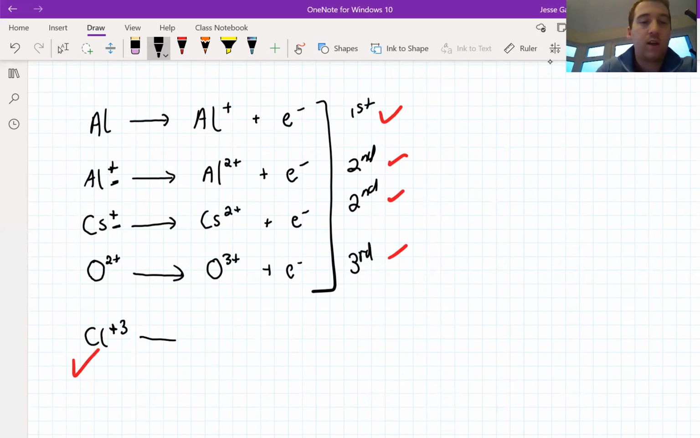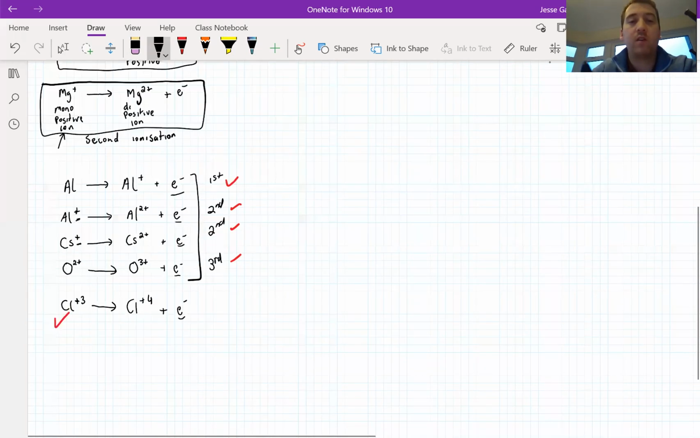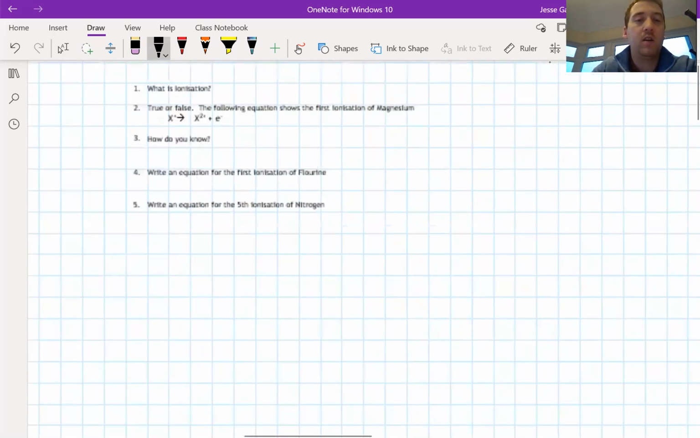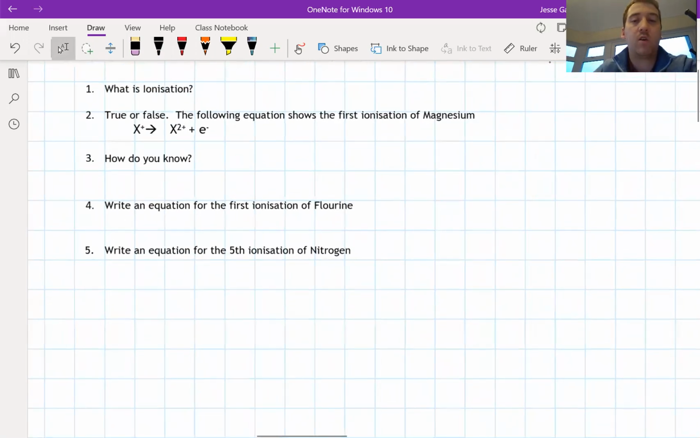Okay, so I'm hoping that you said it's going to become Cl 4+ and an electron, like that. Good job. The key thing, I suppose, is remember every time you only lose 1 electron. We're only losing 1 electron at a time. I've got some more questions for you guys to practice. Practice makes permanent is what I always say. So what I want you to do is pause the video and have a go at these, please, right now.